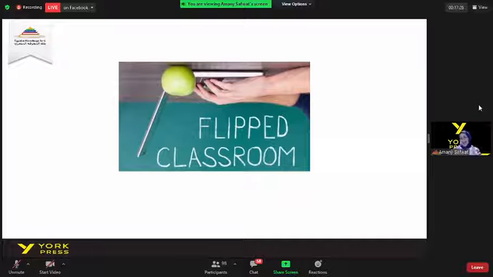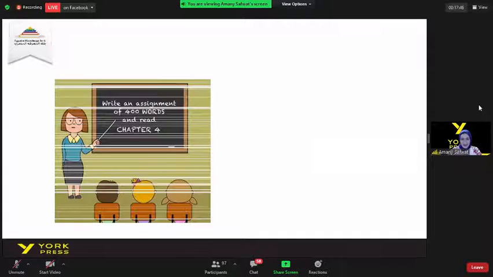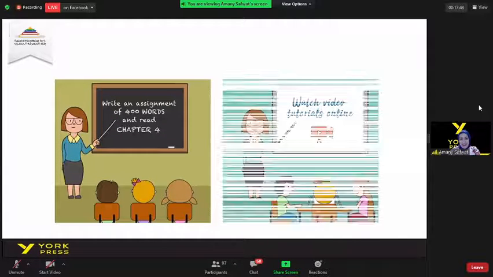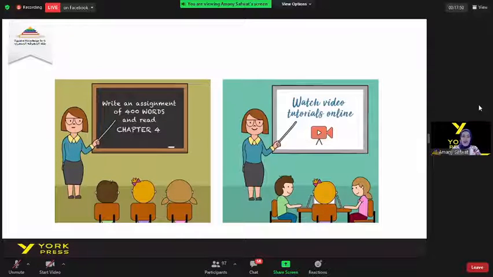And as you see here from the picture, and as you know, all of you know, it is just like as if it is an upside down class. So what should be done at class will be done at home, and what should have been done at home will be done at class. How amazing. So we will see together. We have these two pictures.